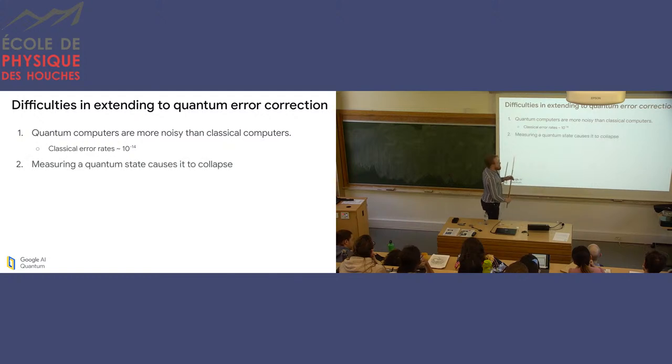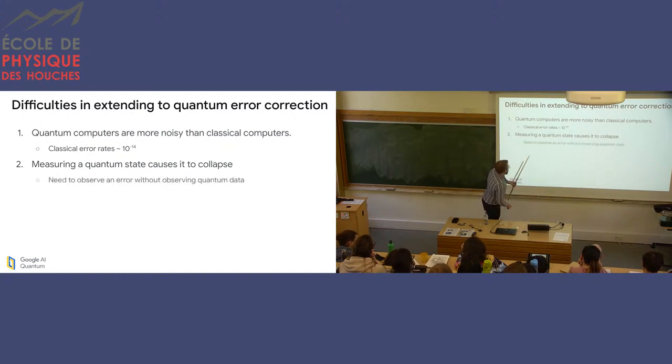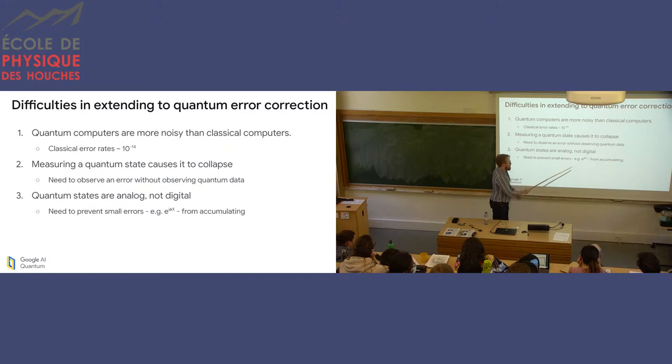The second problem, which I'll expand on in detail in the next slide, is that measuring a quantum state causes it to collapse. This means that checking for errors becomes a non-trivial operation. I need to observe an error without observing the data that I'm trying to store. The third problem is that quantum states are analog. An error is not just described by either my bit flipped or it didn't, but I can also have a tiny rotation, like e to the i times delta times the Pauli X operator.